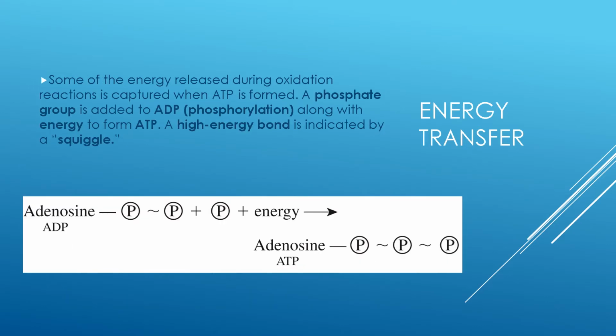Now, some of the energy released during oxidation reactions is captured within a cell when ATP is formed. This is when a phosphate group, denoted as P, is added to ADP. It requires an input of energy to form ATP.